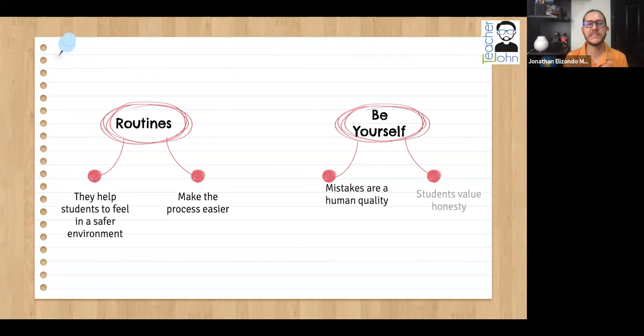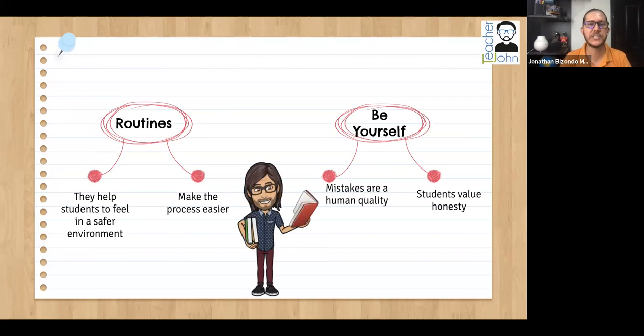And be yourself. Mistakes are a human quality and students value honesty. If I make something here that is human, like I make a mistake, I apologize and I continue, but I don't have to make a fuss about it, right? But be yourself. Let your students know, I am trying this new software today. So if things don't go as expected, please, I'm sorry, but I really want to try it because I think this is a great tool.